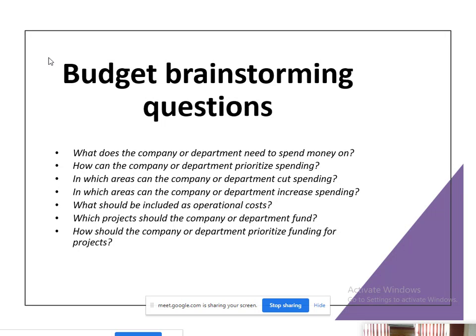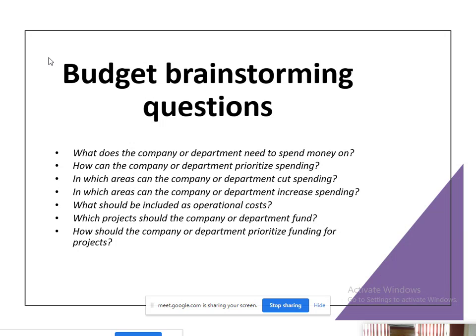Next point, what should be included as the operational cost? There is another cost, the operational cost. In a product we always see there is an operational management cost which comes with a project or a product. Which project should the company or department fund? A company or department should decide beforehand, properly, which project it will fund, so that their investment does not go in vain.